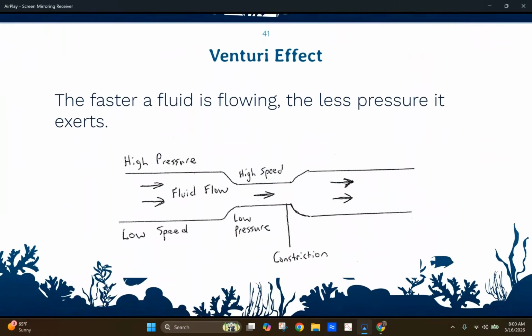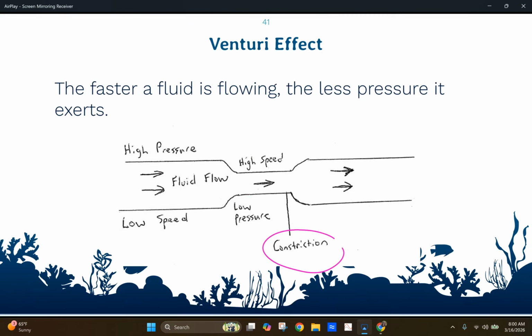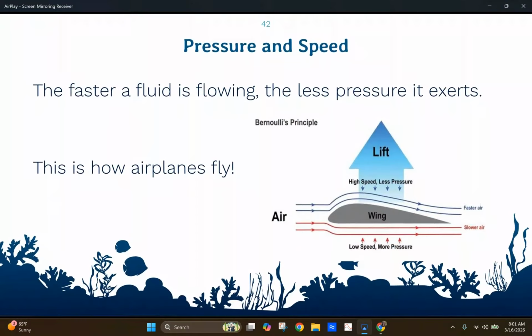So here we have a Venturi where we have two different diameters. This is called a constriction where it's smaller. And so if it's going slower, you have a high pressure, and you have a low pressure where it's going fast. This is also how airplanes fly.